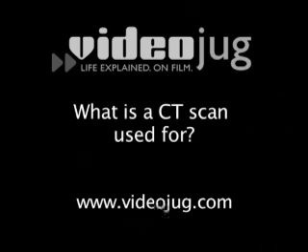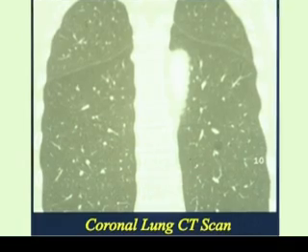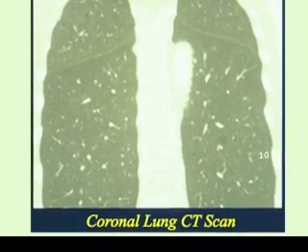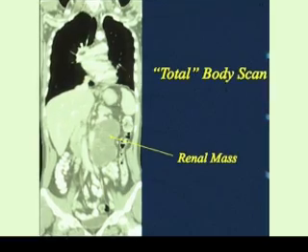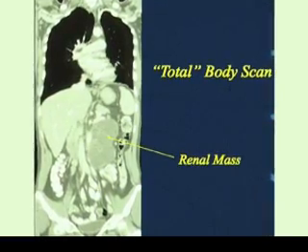What is a CT scan used for? CT scanning is very useful for looking into the body without having to do a physical examination. It is a very precise X-ray technique that allows us to look at various internal organs and the bones. It can help us in the diagnosis of infections or cancers.